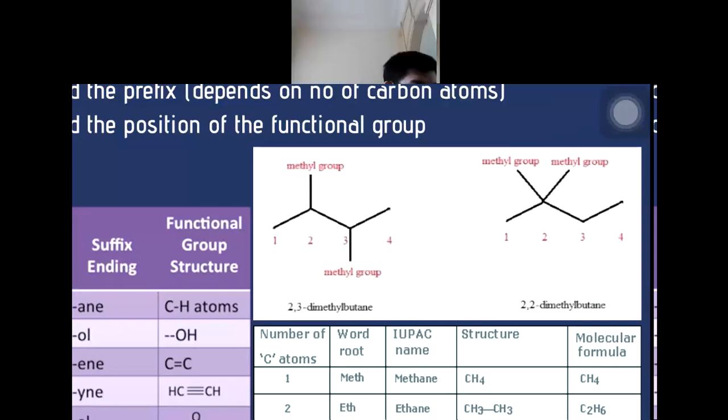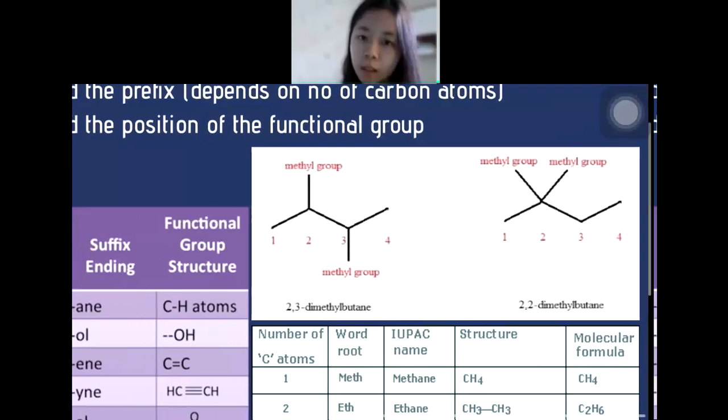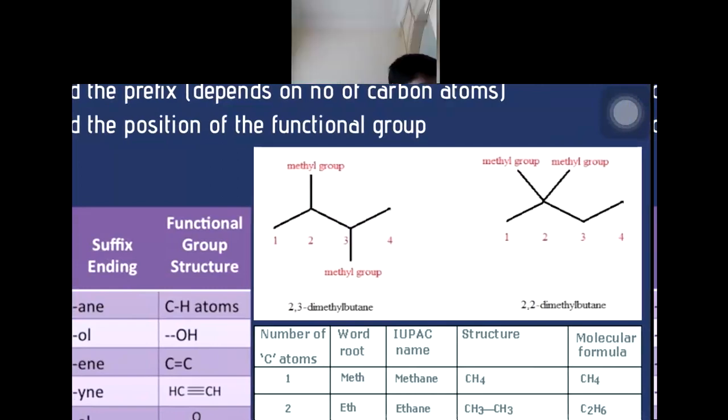The only difference between these 2 pictures is the position of the methyl group. So for the left one, since it's on the second and third carbon atom, you can call it 2,3-dimethylbutane. And then for the right one, because both of them are on the second carbon atom, you can call it 2,2-dimethylbutane.